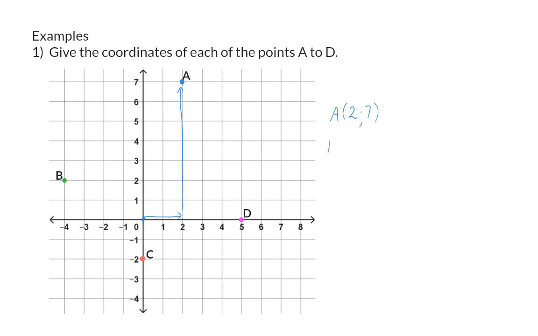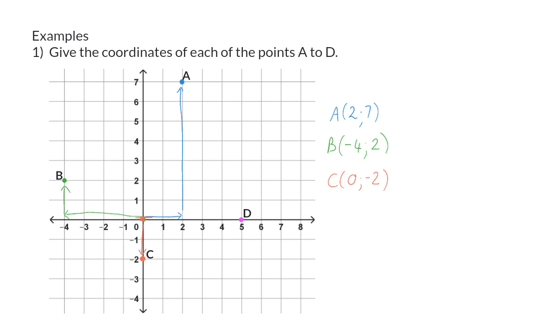For coordinate B, we're going to start by moving 4 units to the left on the x-axis, so that is -4, and then 2 units up, so the coordinate will be (-4, 2). For point C, we do not move left or right on the horizontal axis, so that is a movement of 0. Then we move 2 units down, and that is -2.